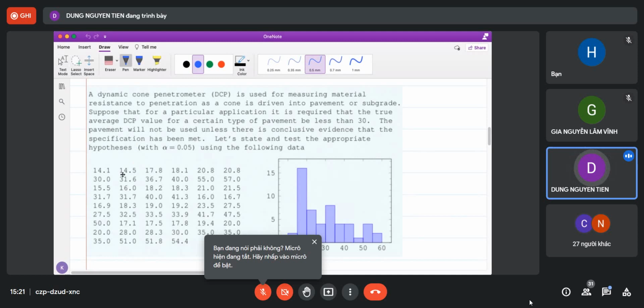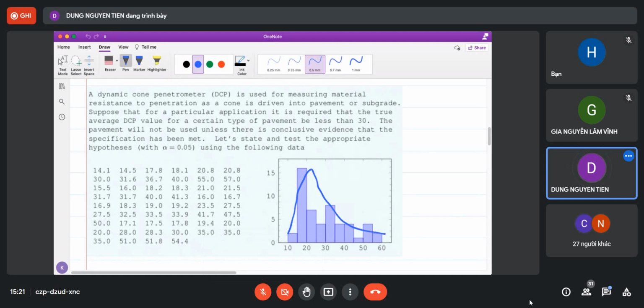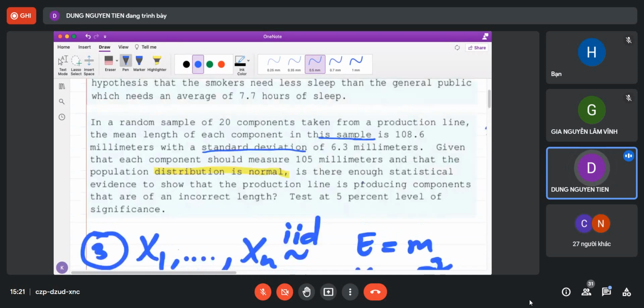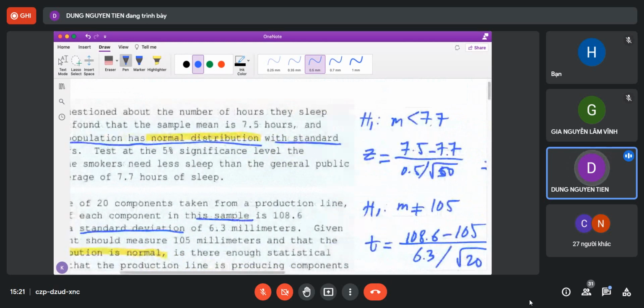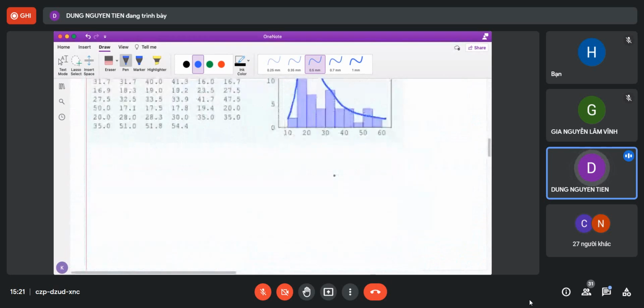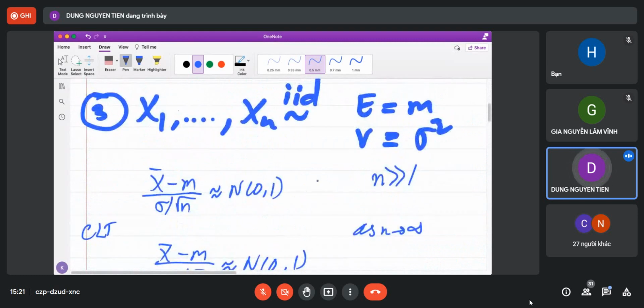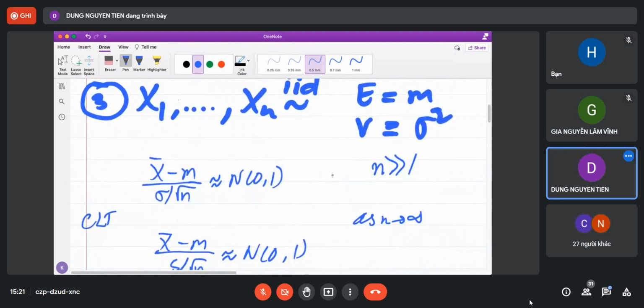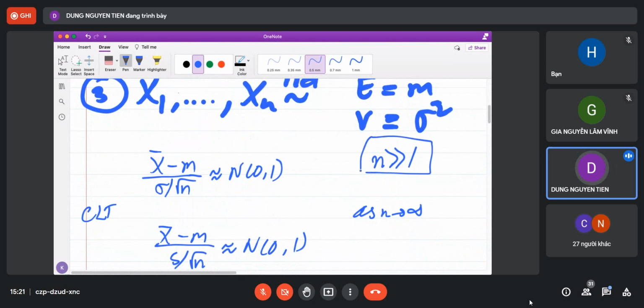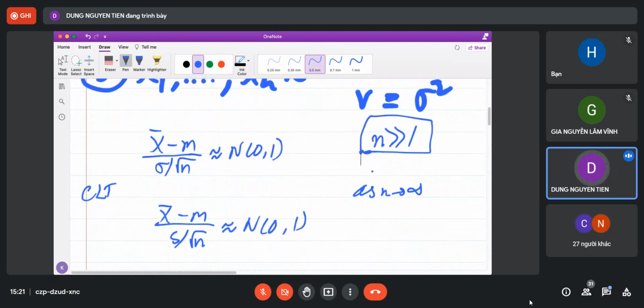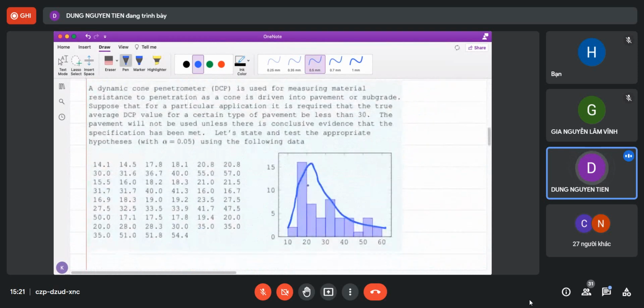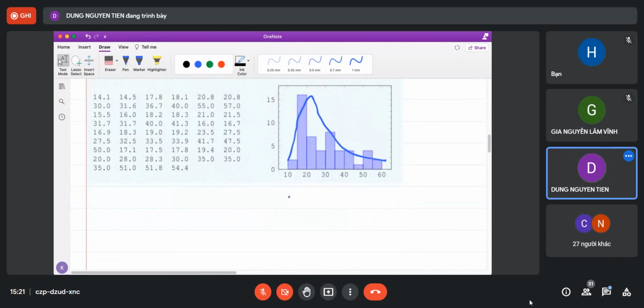All these data set, all the observations, and you draw the histogram, you can see that the distribution is heavily skewed, right? It is not normal, obviously. So you cannot use the exact t-test. Instead of using the exact t-test, you can use the approximate z-test by using the central limit theorem. We need the assumption that n is large. In this case, n is 52, and you can consider that as a big number.